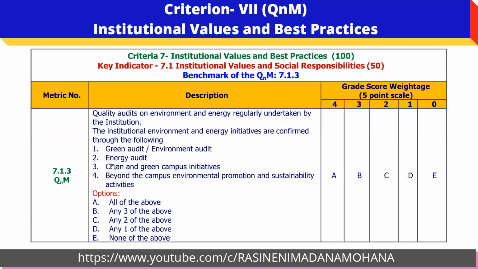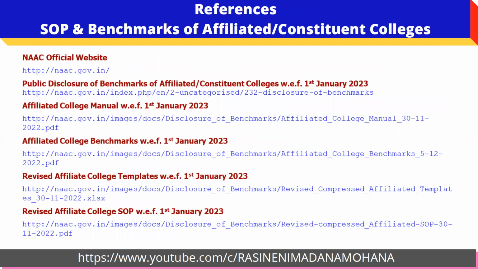If you are having any 2 of the 4 options, then your option is C, grade point is 2. If you are having any one of the 4 options, your option is D, then grade point is 1. If you are not having any of these 4 initiatives, your option is E, none of the above, then your grade point is 0. So this is the benchmark of 7.1.3. In criterion 7, we have only 2 quantitative metrics. That's all about criterion 7, institutional values and best practices.